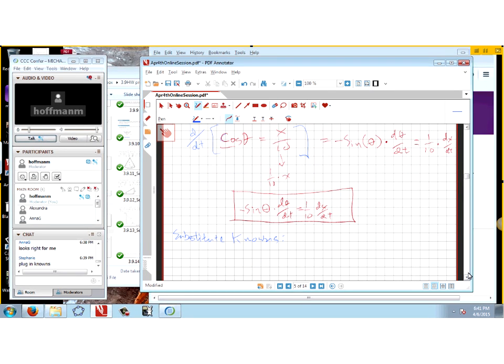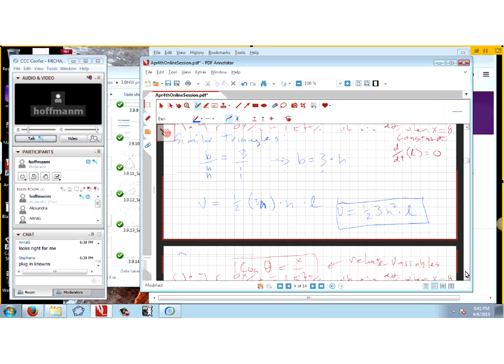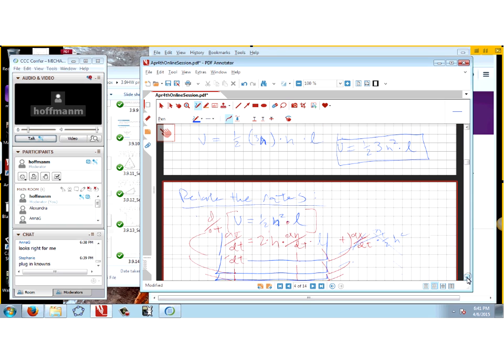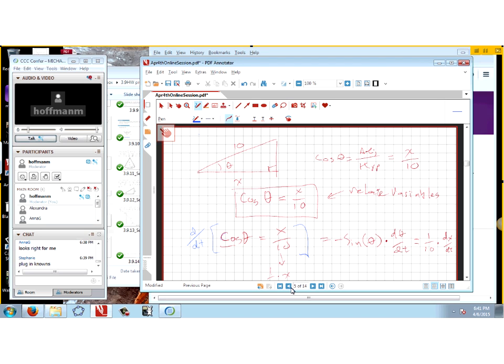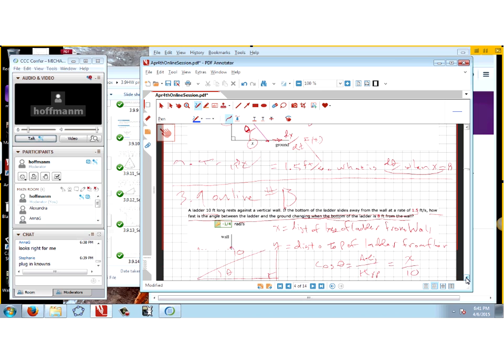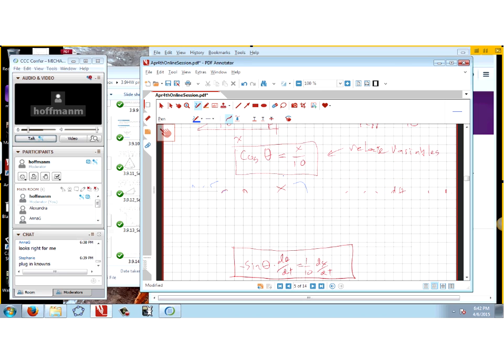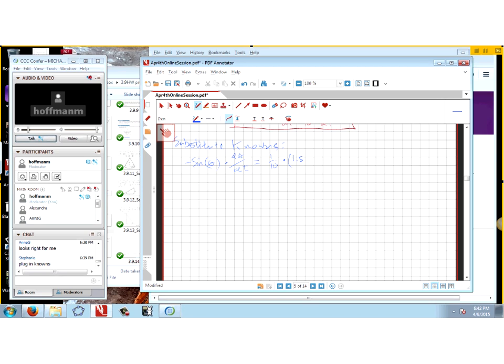Okay, so let's look at this. What do we have? We have minus sine of theta. We don't know theta yet. Times d theta dt, the thing we're looking for. This is what we want to find. D theta dt equals 1/10, but we do know dx dt. dx dt is 1.5, isn't it? Okay, so if you remember, dx dt is 1.5. We're going to plug that in. So that's 1/10 times 1.5.